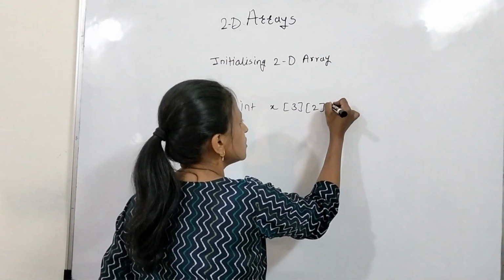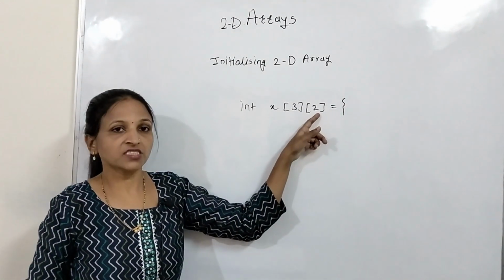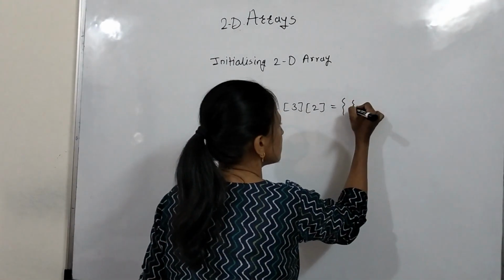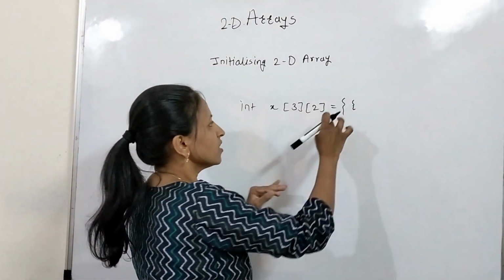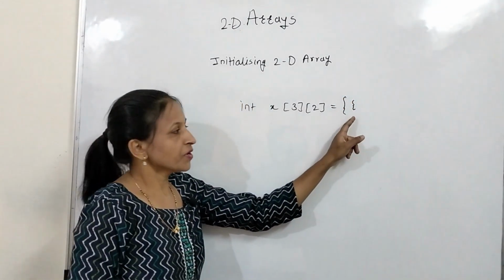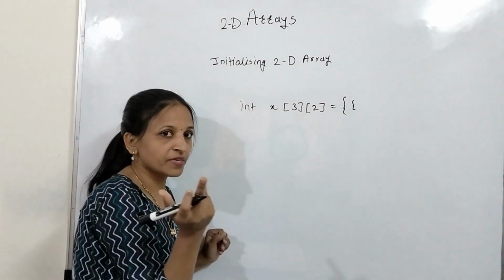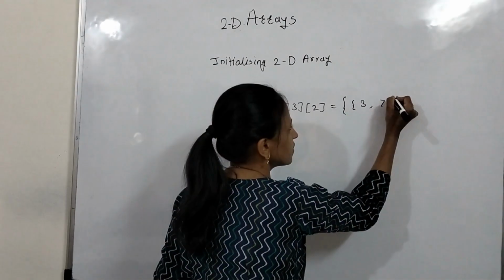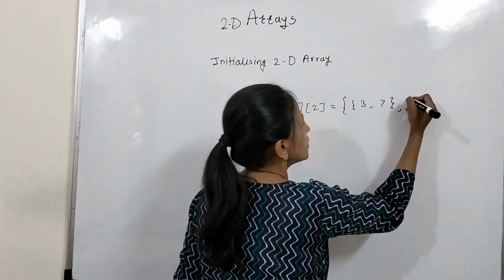Now see how to initialize it. The total number of elements is 3 into 2, that is 6 elements. For the first array we will write like this. Initially I have put a curly brace, then again one more curly brace here. Now I am giving the elements, since it has 2 elements in it. First array we will write 3, 7. Then give a comma, then put the second array.